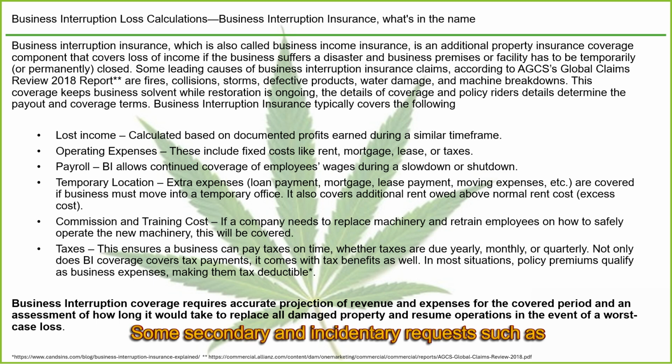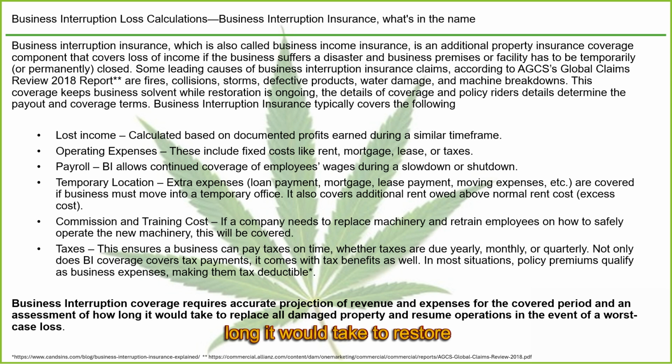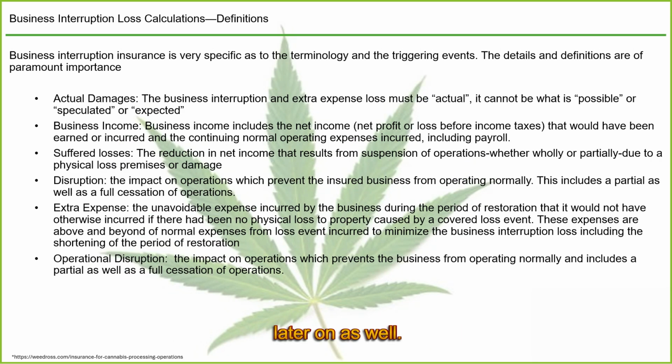Some secondary and incidental costs are also covered, such as training costs, commissions, and obviously taxes. Taxes, you have to pay the taxman whether you are in operation or not. And the business interruption insurance claim does cover tax payments, which we will go into a little bit more detail later on. Now, the important point to keep in mind here is that the business interruption coverage requires accurate projection of revenue and expenses for the covered period, and an assessment of how long it would take to restore damaged property and return to the normal operations, and we'll talk about it later on as well.